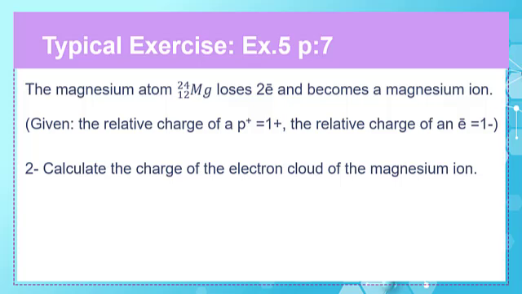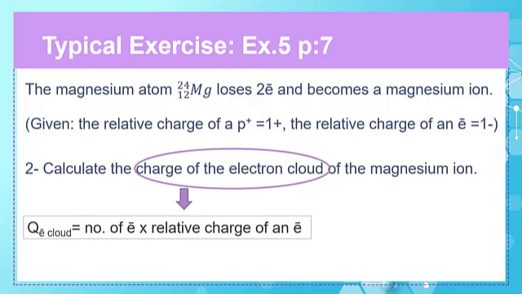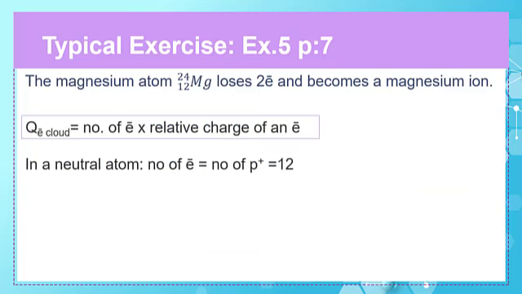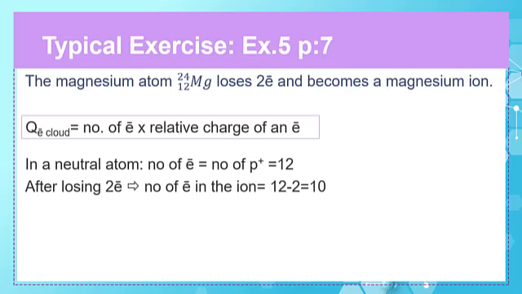Number 2. Calculate the charge of the electronic cloud of the magnesium ion. As a rule, the charge of the electronic cloud is the number of electrons times the relative charge of an electron. It's also given that the relative charge of an electron is 1 minus. What about the number of electrons? We know that in a neutral atom, the number of electrons is equal to the number of protons, so it is 12. After losing 2 electrons, the number of electrons in the ion will be 12 minus 2 equal 10. Therefore, we substitute this number in the rule to get 10 minus.